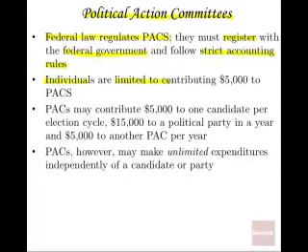Individuals are limited to contributing $5,000 to political action committees. So you can donate money to a particular candidate, and if there's a political action committee that you feel strongly about, let's say it's a pro-life PAC or a pro-choice PAC, you can donate up to $5,000 to that PAC per year. So with all the money that PACs receive from individuals, again with that maximum, PACs may contribute $5,000 to one candidate per election cycle. So if that candidate wins in the primary, then that PAC can also donate $5,000 in the general election.